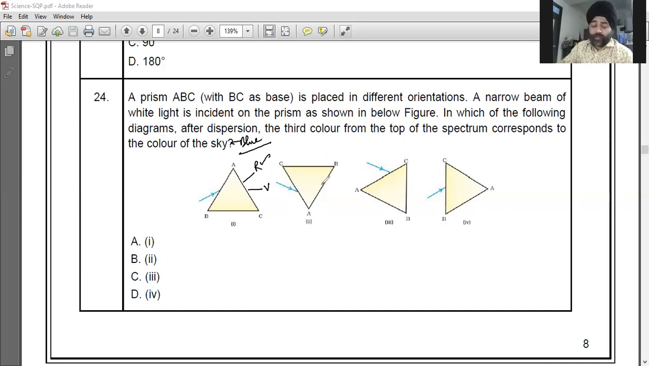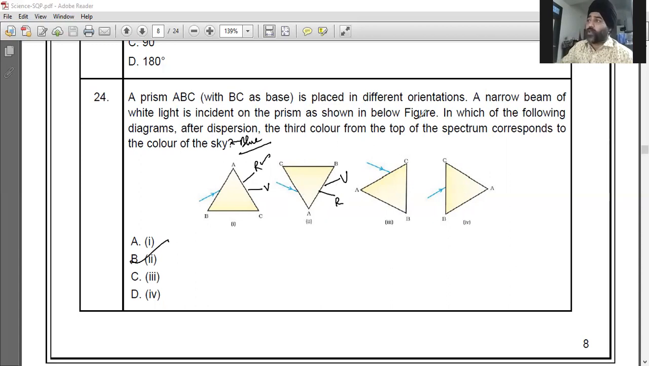The condition will be reversed. Now how will the condition be reversed? You are going to get red toward the bottom side, because now base BC is on the upper side. So red will be toward this side and violet toward this side. And after violet, the third color will be blue. So option B is correct.